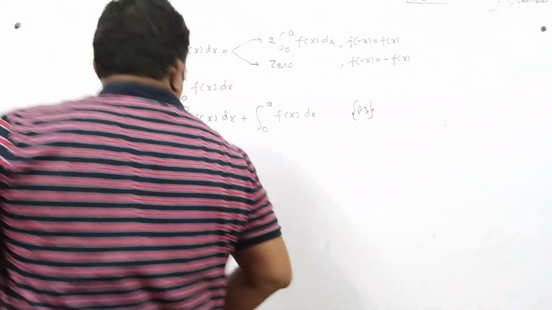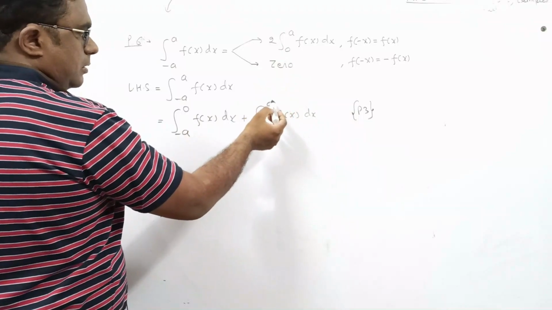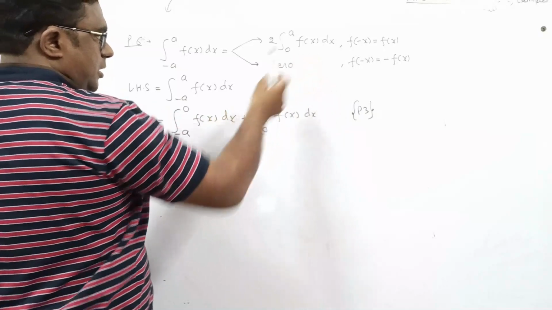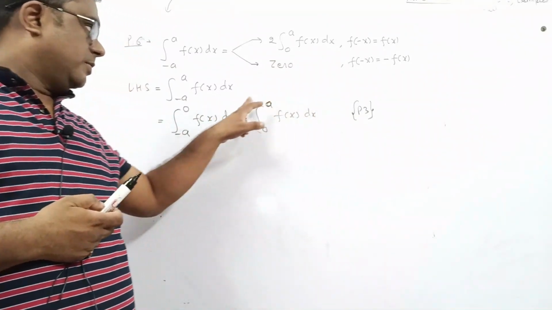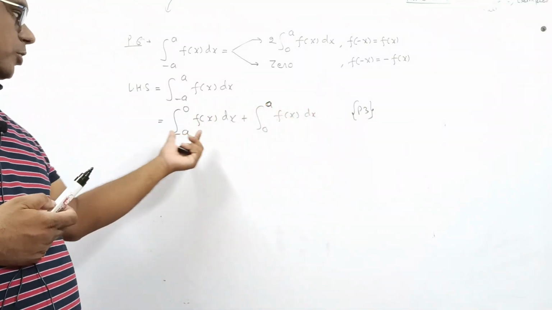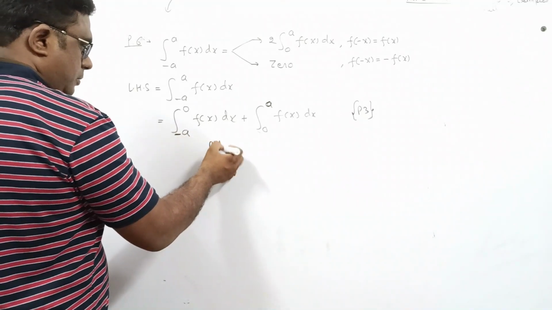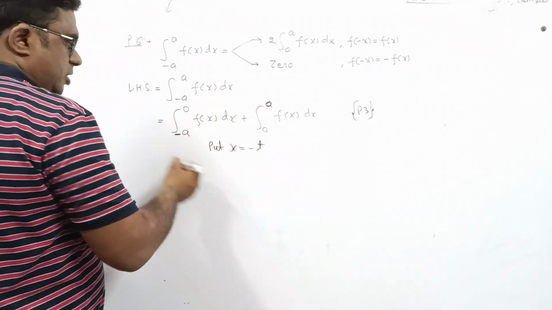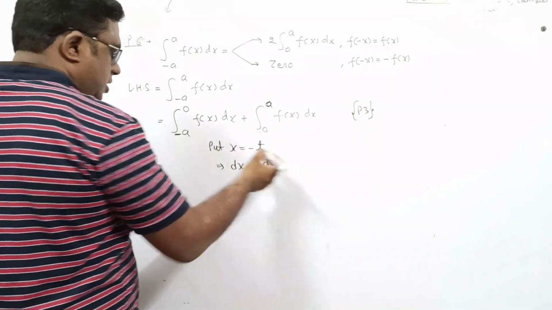Now as you can see, in the right hand side of this property, this term is already present. So we don't need to do anything in this. We will keep this term same throughout the solution. We have only to solve this part. So for this part I am doing one thing. Put x equal to minus t. I am putting minus t into this. This implies that dx is equal to minus dt.